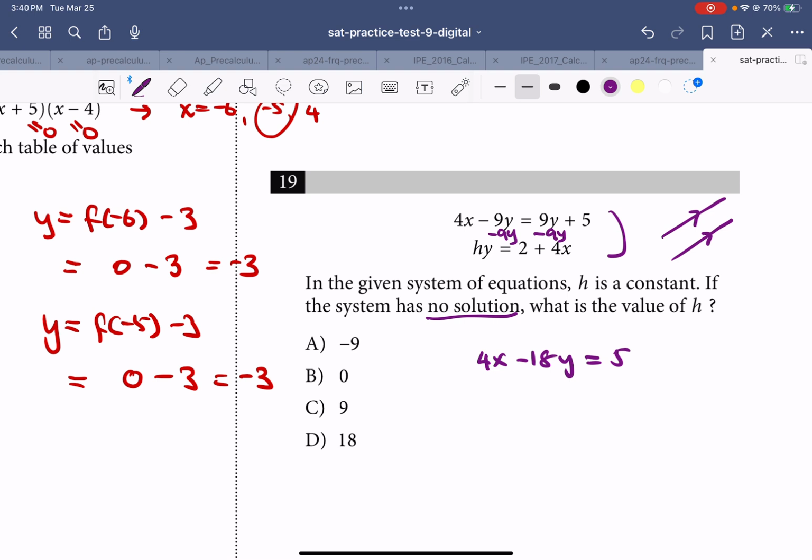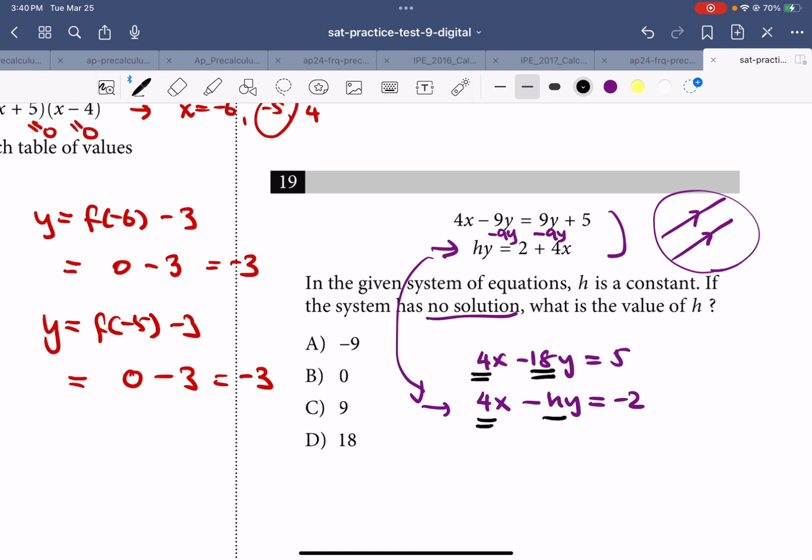Now, I'm going to put the second equation in the same format too. So I'm going to rearrange this second equation. So 4x, and then you subtract hy from both sides, so minus hy. And then you move the other term to the other side, so you subtract 2 from both sides, so negative 2. So that's from the second equation, okay? Now, how are you going to make them parallel? The slope of this line will be decided by these two coefficients, right? So as long as those two coefficients are equal to each other, that means they are parallel.